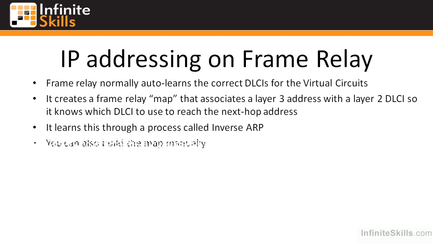Now you can also build the DLCI map manually. Building the map manually is rarely done on production networks because, again, that's just one more manual configuration to have to maintain, and it follows the same logic as static routes. It's essentially a layer 2 static route. Every time you add a DLCI to a particular site, you have to manually update the frame relay map commands in that router.